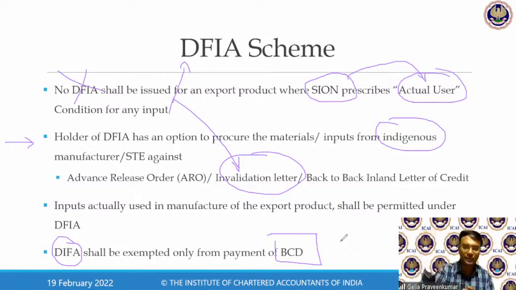So if I import goods from Singapore, I have to pay, say, basic customs duty, IGST, compensation cess. Now, can I use my DFIA? Answer is only to payment of BCD I can use. For the payment of my IGST or compensation cess, I cannot use this particular license. Now, why they have designed that way? This is a policy decision. They don't want to give the benefit of DFIA like advance authorization.